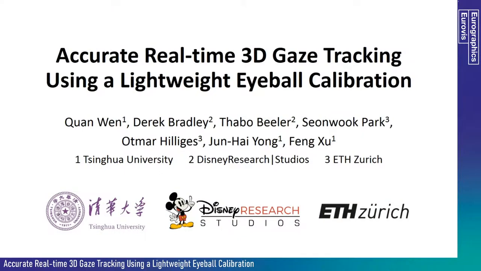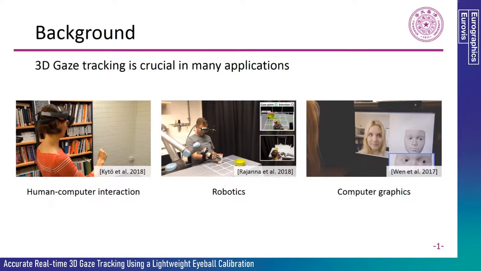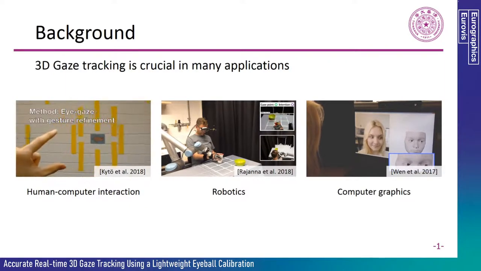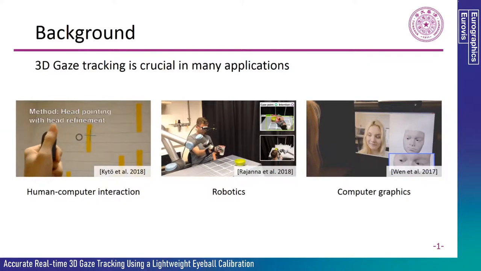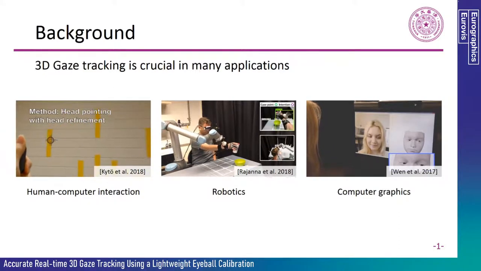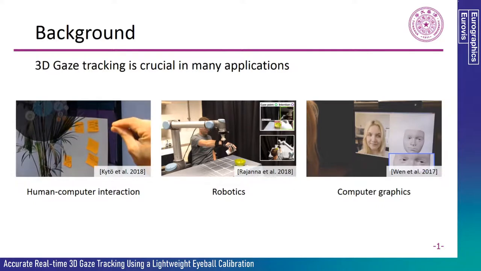It's a great pleasure to present our work, Accurate Real-Time 3D Gaze Tracking Using a Lightweight Eyeball Calibration. This work is done by Tsinghua University, Disney Research, and ETH Zurich. Estimating the 3D gaze of a user can be used to guide target selection in HCI, assisted reaching and grasping in robotics, and eye capture and retargeting in computer graphics.